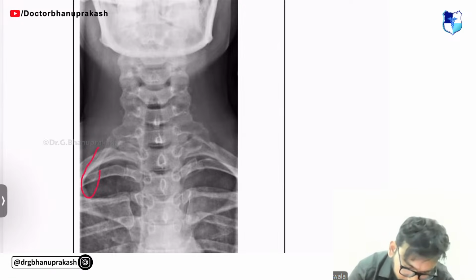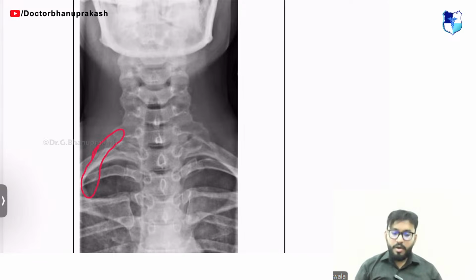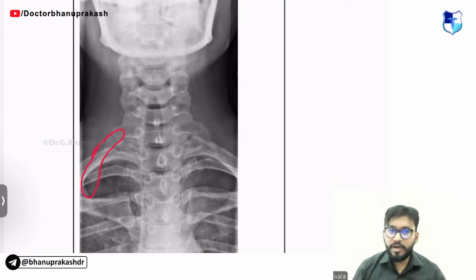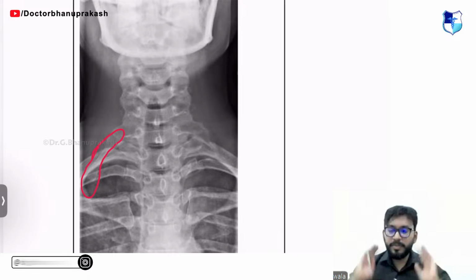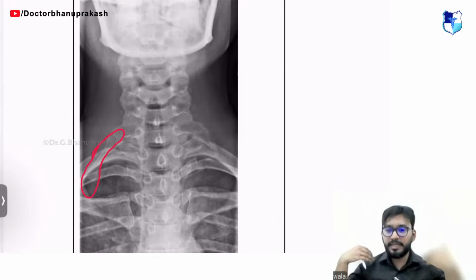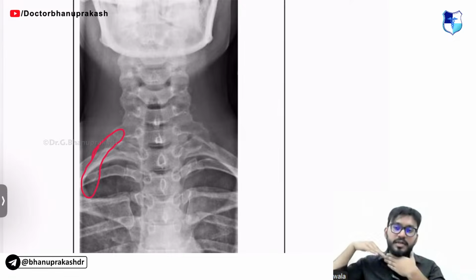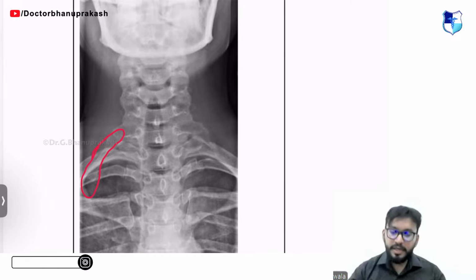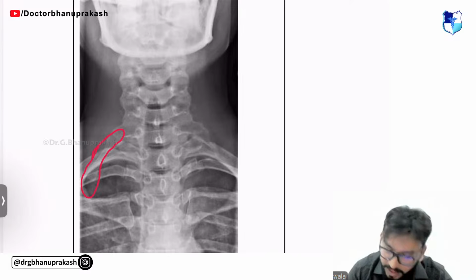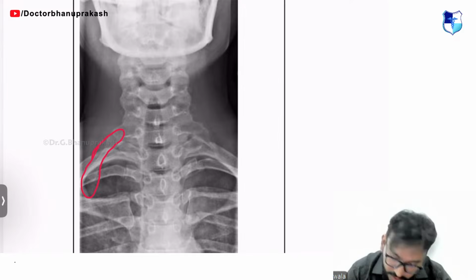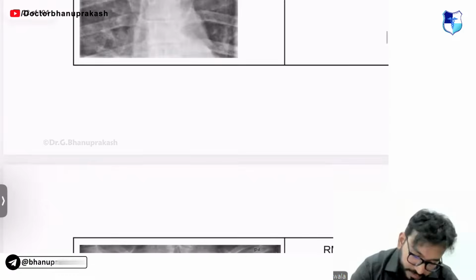Yes, this is a cervical rib. Why is it important? Because, guys, the subclavian vessels pass through the thoracic outlet. The subclavian arteries go into your upper extremities through there. If there is a cervical rib, it impinges upon your subclavian artery, and it causes something known as thoracic outlet syndrome. And this is an important point.